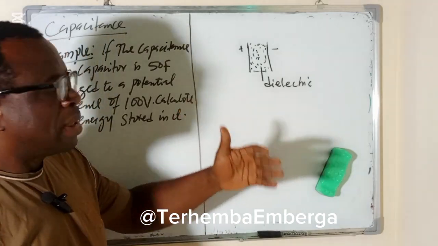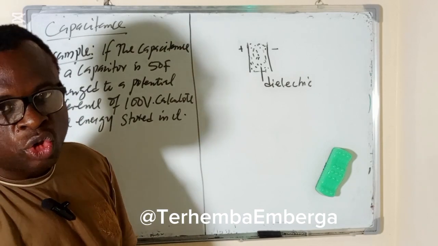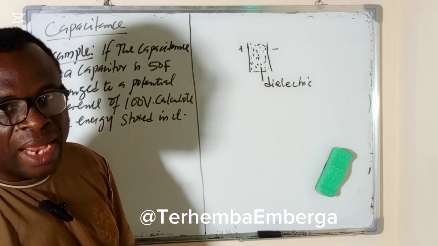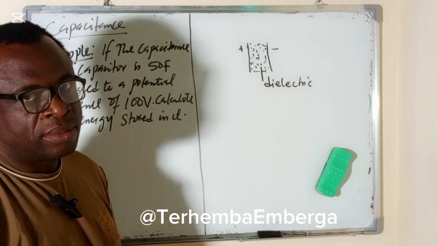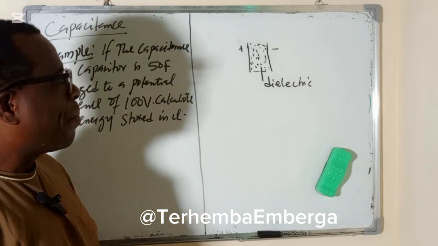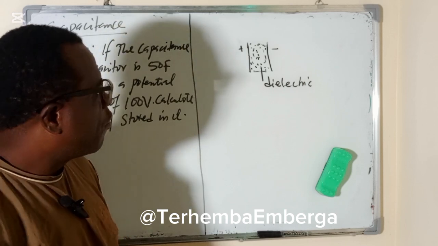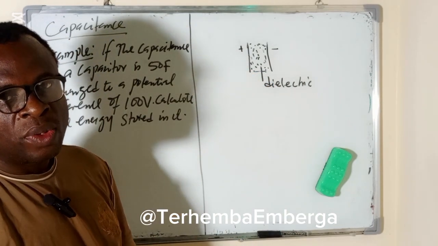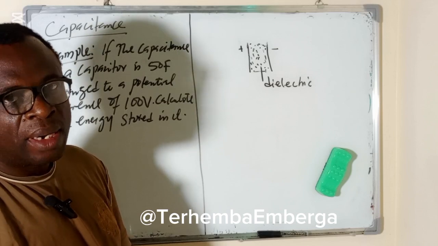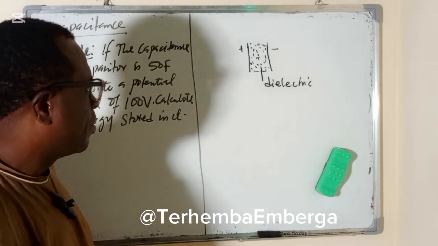So the ability of this device called capacitor to store and discharge electrical energy is called capacitance. And that is what we're looking at, capacitance. The ability of the system or the capacitor to store and discharge electrical energy is called capacitance.